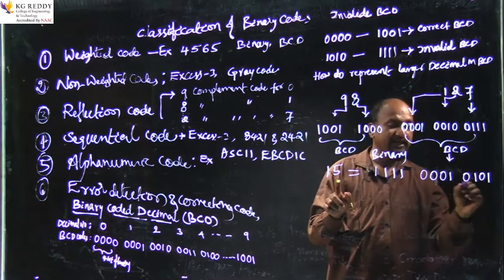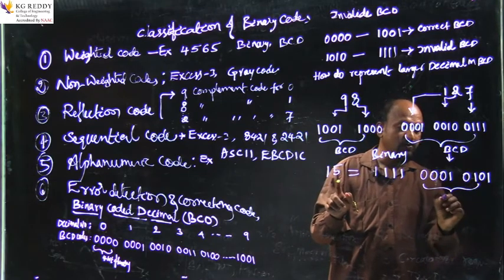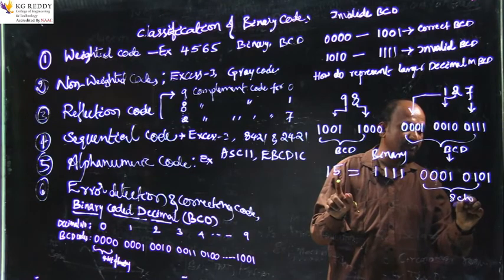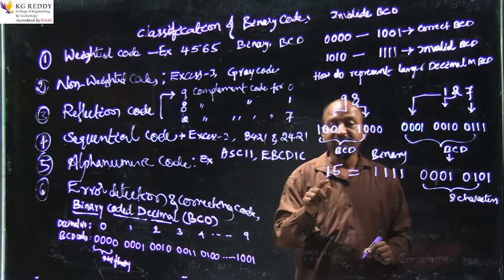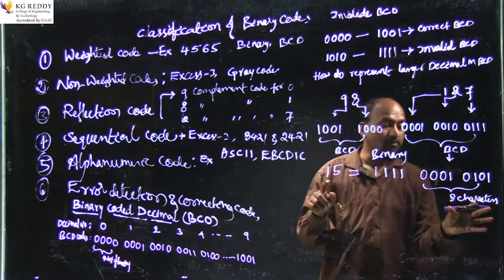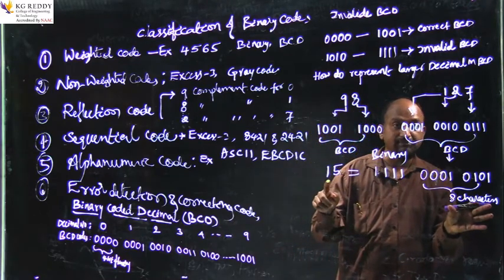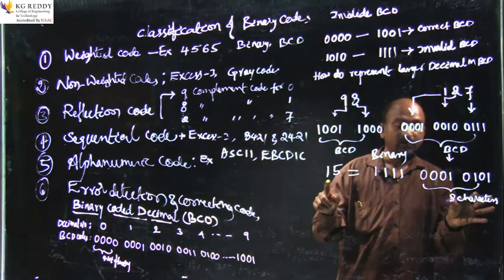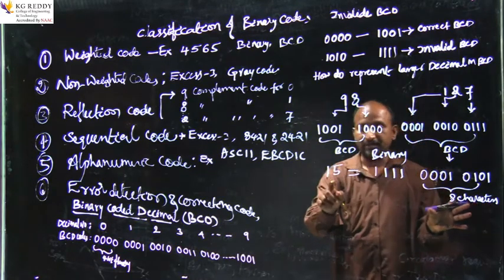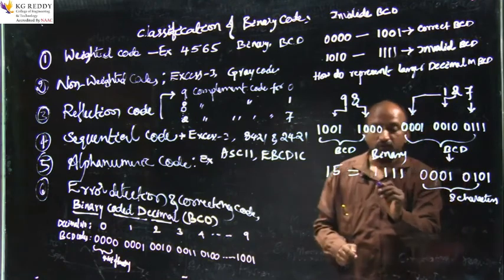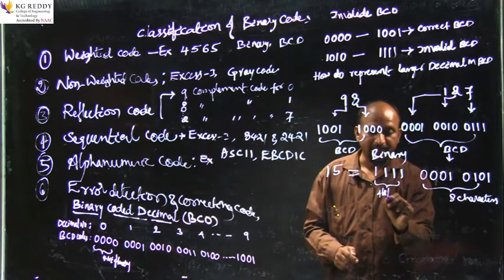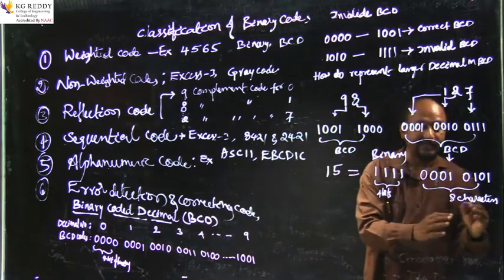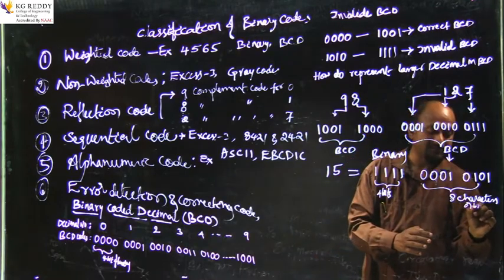So how many characters are there? We require a total of 8 characters to express the number 15. That means it stores in a larger space and requires more circuits to represent the number 15. In binary, it took only 4 digits, which I can simply call 4 bits, whereas BCD requires 8 characters, or 8 bits.